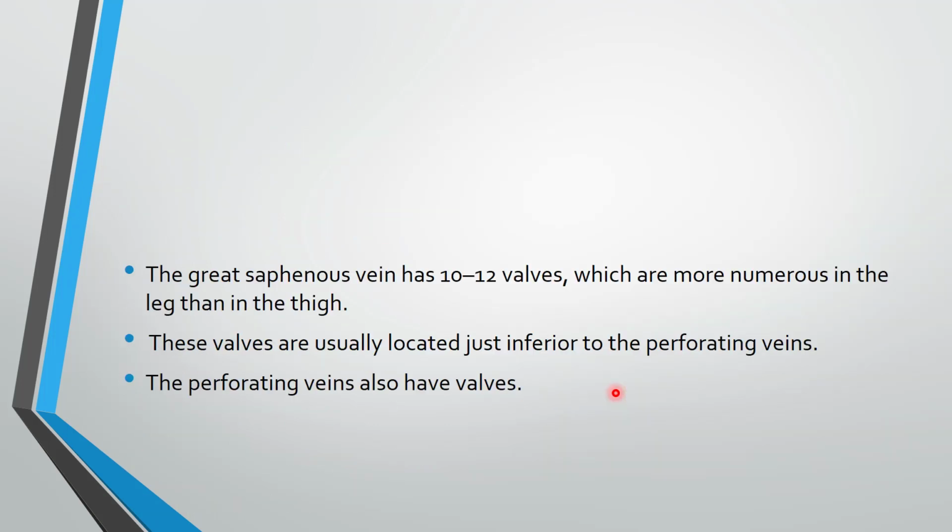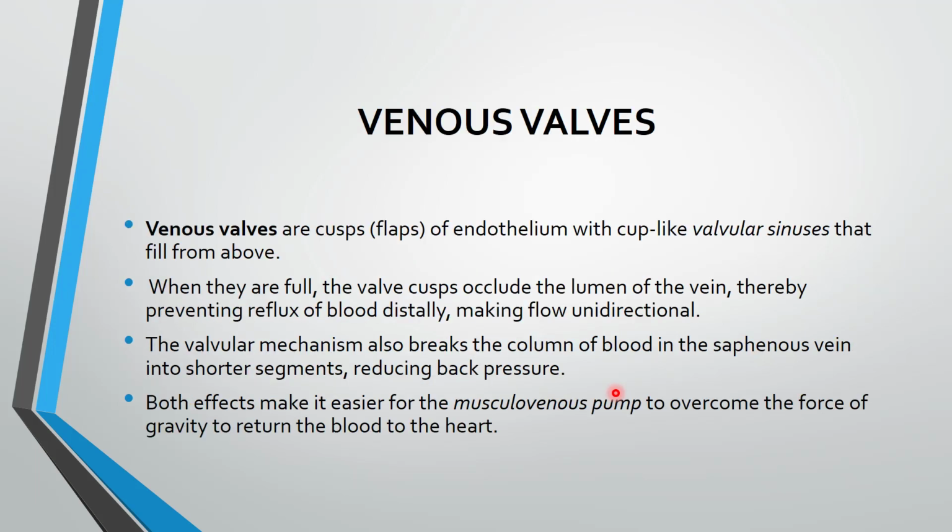The great saphenous vein has 10 to 12 valves which are more numerous in the leg than in the thigh. These valves are usually located just inferior to the perforating veins. The perforating veins also have valves. What are perforating veins? Perforating veins are the veins which connect the superficial veins to the deep veins. What are venous valves? Venous valves are flaps of the endothelium with cup-like valvular sinuses that fill from above.